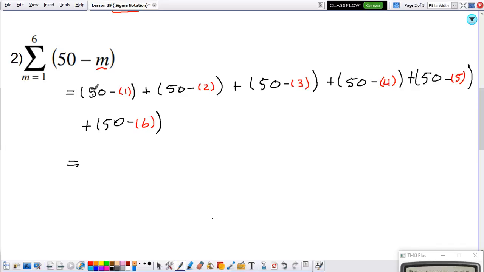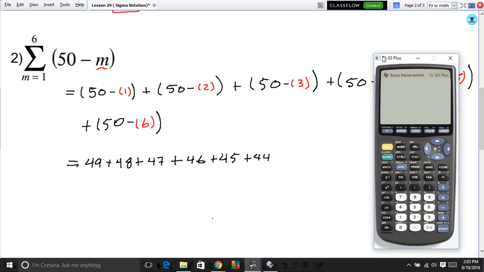So let's just evaluate each one of them, and then at the end, use our calculator to find the final answer. So 50 minus 1, that's 49. Plus 50 minus 2, so that's 48. 50 minus 3, that's 47. 50 minus 4, 46. 50 minus 5, that's 45. And 50 minus 6, that's 44. Excellent. We have those values.